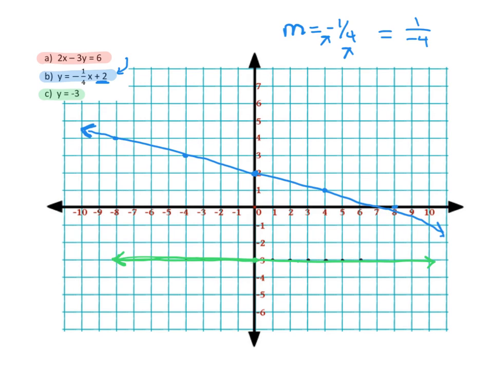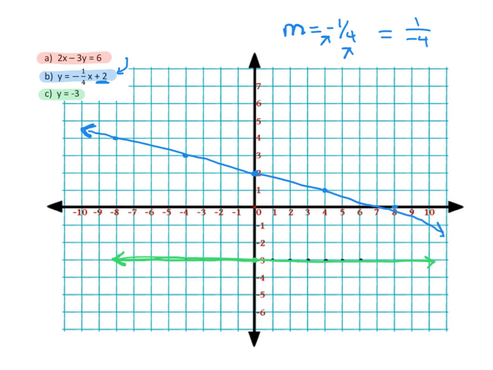All right, finally, last but not least, the red one there is not in slope-intercept form. So let's get it there. Number one, we're going to have to get that y by itself, and then we're going to have to deal with any other problems that arise.